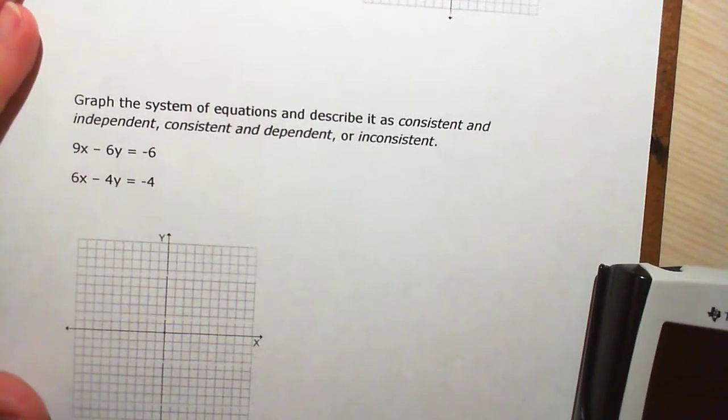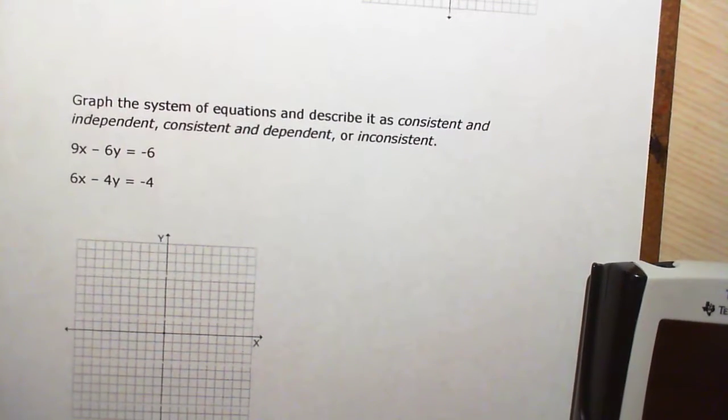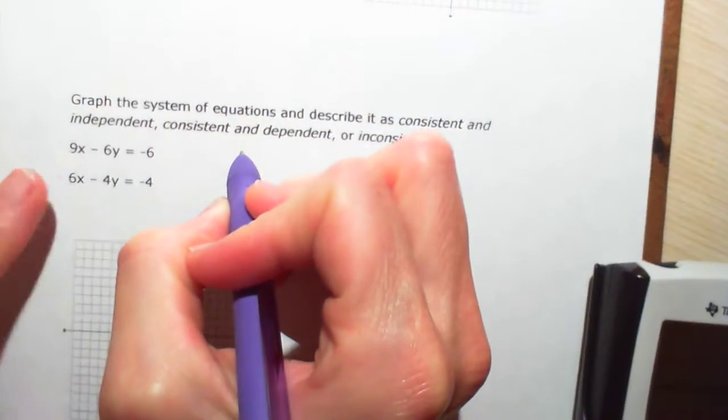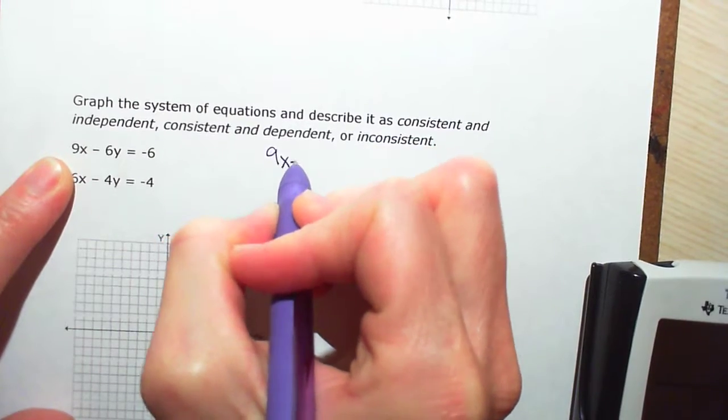All right, let's take a look at this last one. See if this one intersects so we can do those steps we need to learn. Both of these need to be written in slope-intercept form. So I'm going to do this one first.